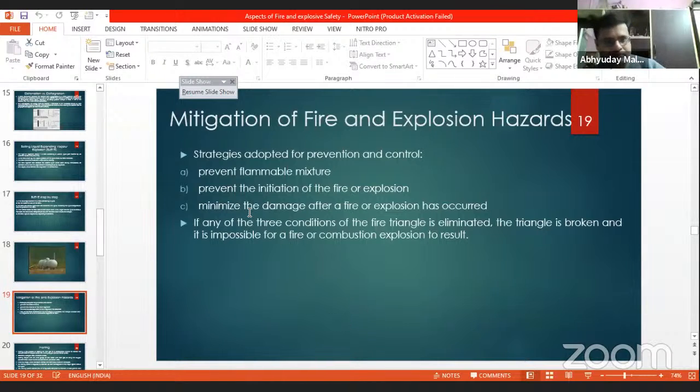So we can prevent flammable mixtures. We can prevent the ignition, that is the initiation of the fire or explosion. Or if for some reason a fire and explosion has happened, we can minimize the damage afterwards. So if any of the sides of the fire triangle is eliminated, either the fuel or the oxygen or the ignition source, then we can prevent a fire or an explosion.